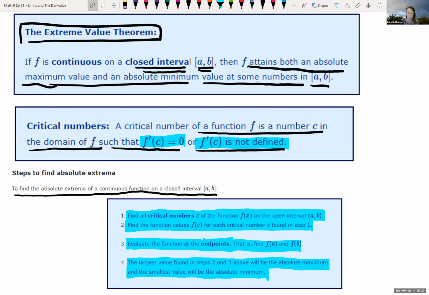So let's look at some examples. But before I do that, let me see if there's any questions.